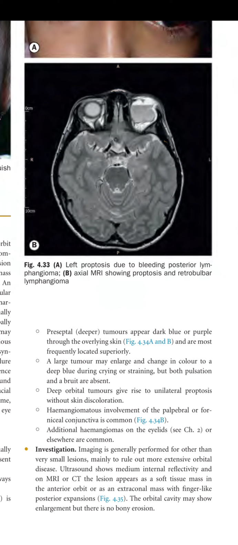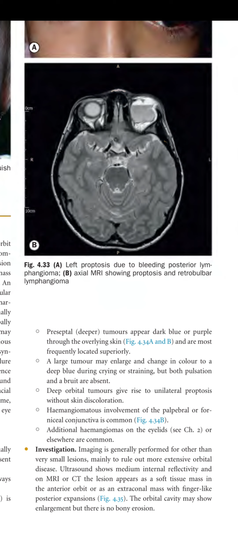Hemangiomatous involvement of the palpebral or fornical conjunctiva is common. Additional hemangiomas on the eyelid or elsewhere are common. Investigation: imaging is generally performed for other than very small lesions, mainly to rule out extensive orbital disease. Ultrasound shows medium internal reflectivity. On MRI or CT, the lesion appears as a soft tissue mass in the anterior orbit, or an extraconal mass with a finger-like posterior expansion.